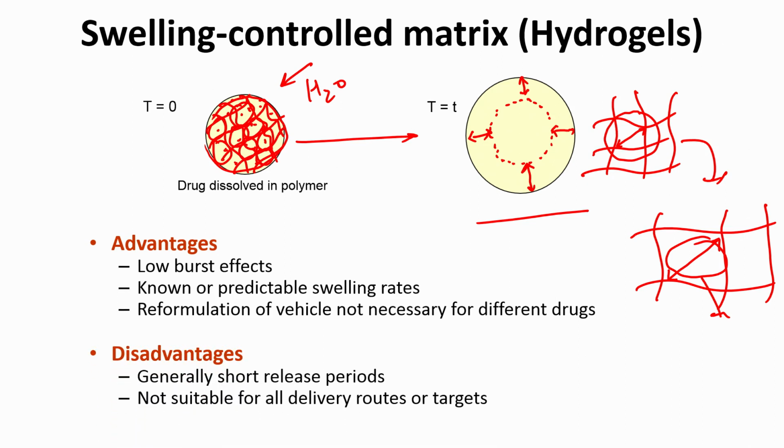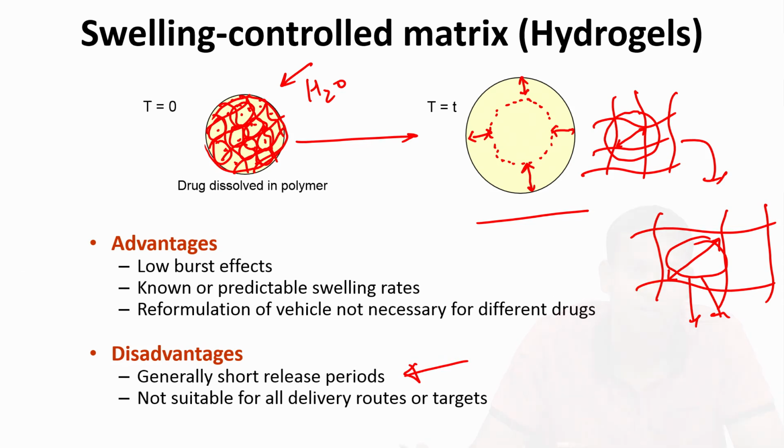What are some of the disadvantages? Generally, it is a very short release period we are talking about, because once this is swelled, the drug can very rapidly come out on the basis of diffusion, and that limits how long you can release the drugs from them. But again, there are a few strategies to counter that, and we are going to talk about that. And again, it is not really suitable for all delivery routes or targets.